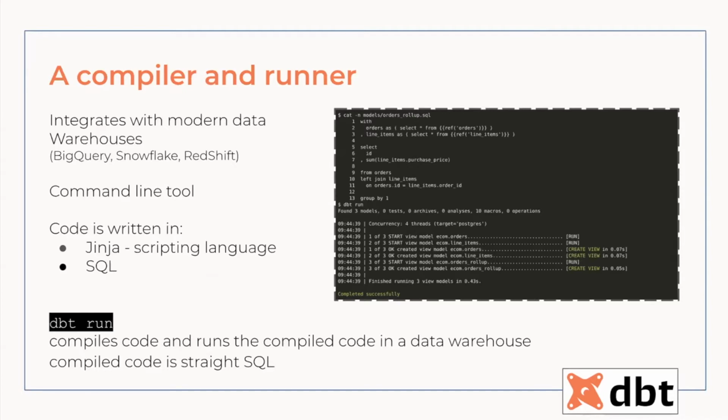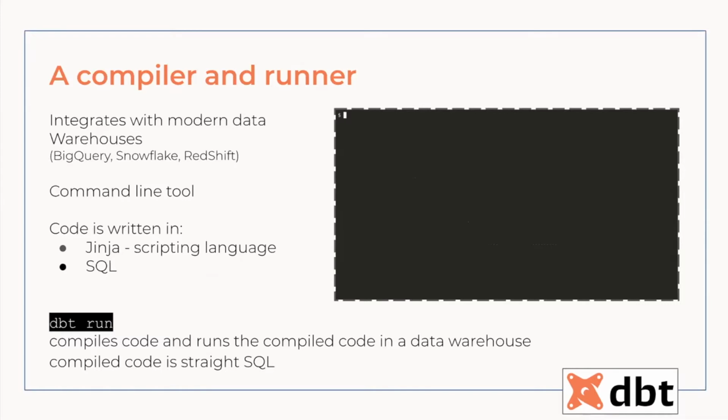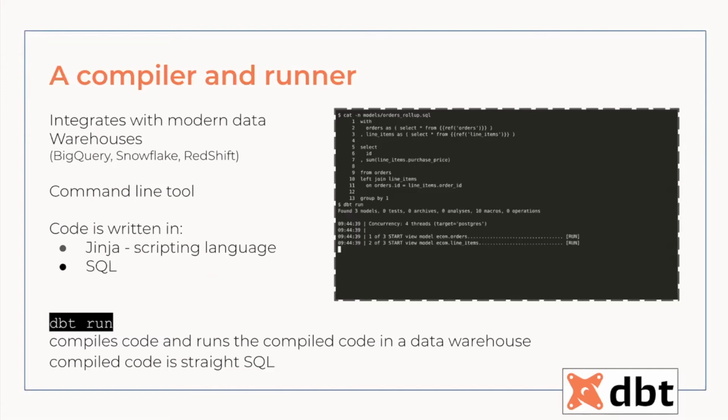And what that will do is it will compile your code, and it will run the compiled code in the data warehouse that you've configured it to work with. And the compiled code is just straight SQL, right? So it's just straight SQL that can work in your data warehouse. So in a way, DBT doesn't do anything that you can't do in your data warehouse. It's limited by what your data warehouse can do. But it's sort of a development environment that can help you build your projects with a bit more rigor. So that's what DBT is.